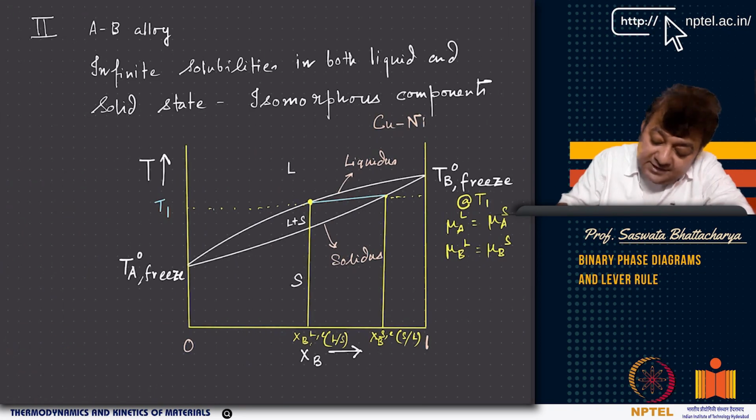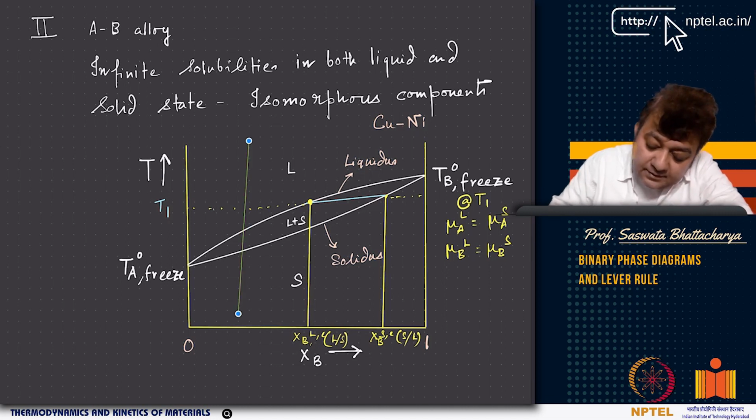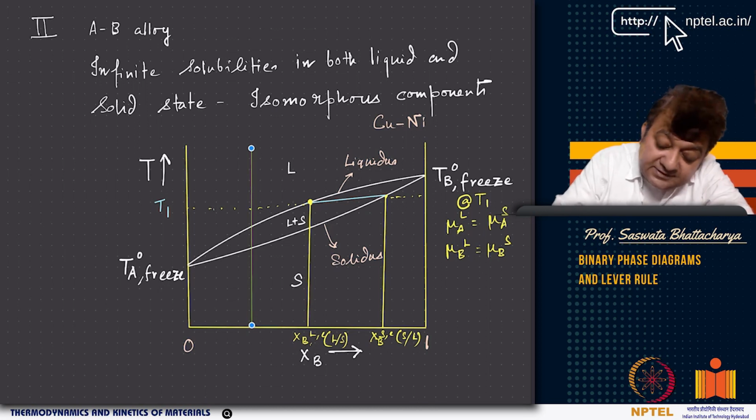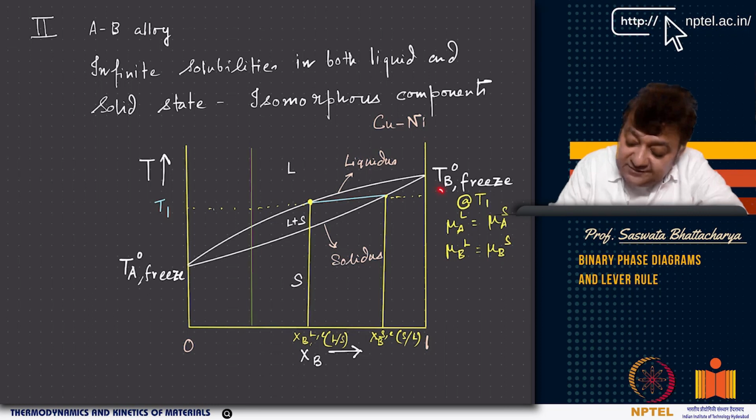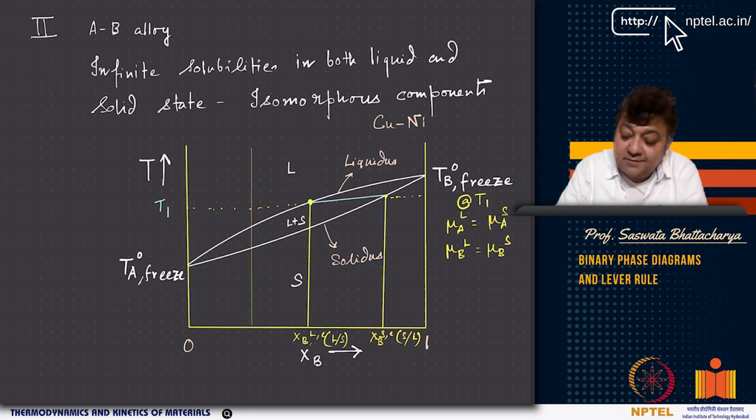Now in such a case, you see another thing, that XAS plus XBS equals 1, XAL plus XBL equals 1. So what I am trying to say is that if I look at a vertical line, say for example, I can draw a very thin vertical line here, and we can look at the freezing point. This point is TA0 freeze, and this point is TB0 freeze, and as you can see, TB0 freeze is greater than TA0 freeze. That is, the melting point of B, or freezing point of B, is greater than that of A.